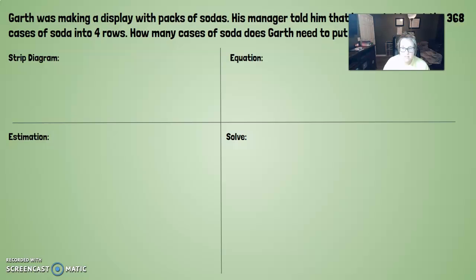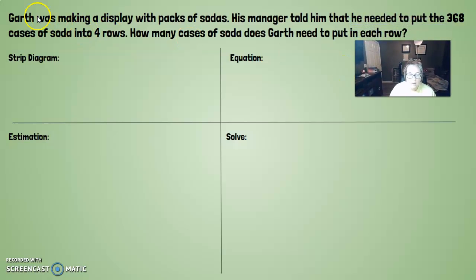Let's look at our first example together. Garth was making a display with packs of sodas. His manager, or his boss, told him that he needed to put 368 cases of soda into 4 rows. How many cases of soda does Garth need to put in each row?